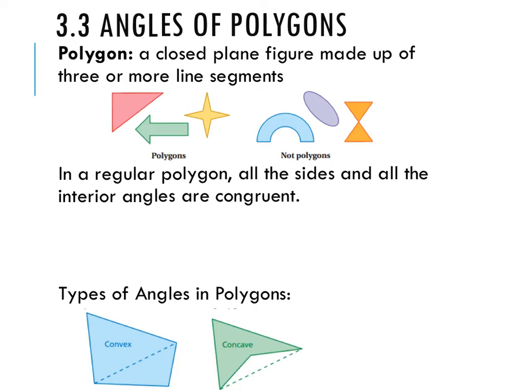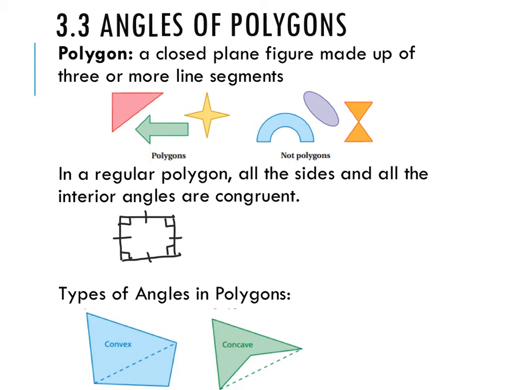In a regular polygon, all of the sides and all of the interior angles are congruent. An example of a regular polygon would be a square. So again, all of the sides are congruent to each other, and all of the angles are congruent to each other.